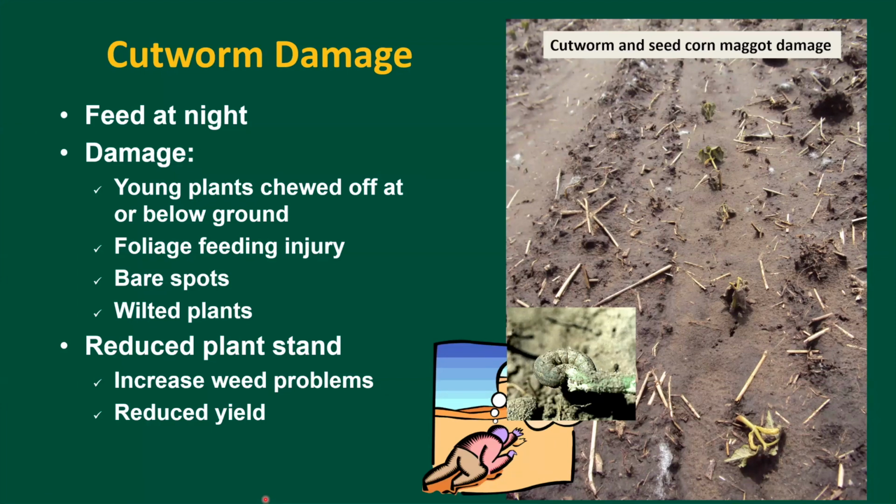You go out during the day and you'll have problems finding them, so you really need to get down and bring a trowel with you and dig around in the soil where you observe some cutting and injury. This particular picture was both seed corn maggot and cutworm in the field. And some of the cutworms are called climbing cutworms because they'll actually climb up and cause defoliation as well as cut the plants. So you're going to end up with, again, reduced plant stand, and that'll increase your weed problems and then reduce yield.